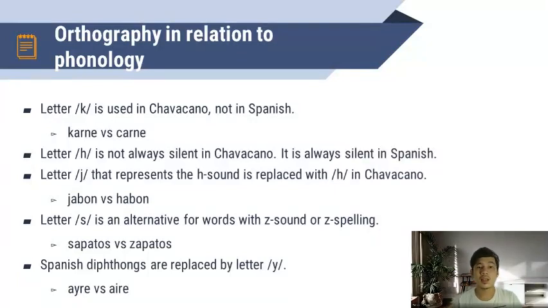Letter S is an alternative sound for words with Z sound or Z spelling. For example, the Spanish word zapatos, which is spelled with letter Z, is being spelled using letter S in Chabacano, zapatos. This is also the same with the zapatos used in the Tagalog language. It is spelled using letter S.